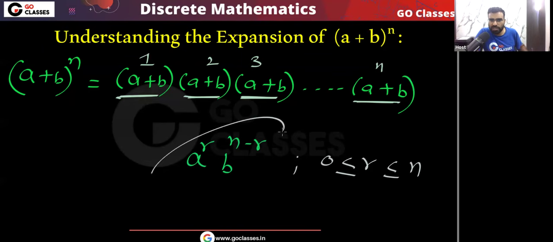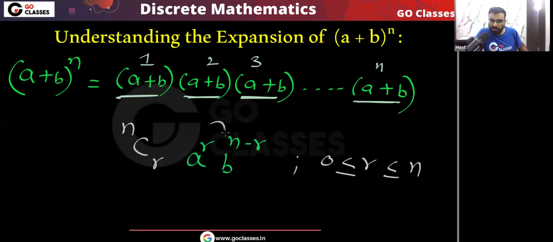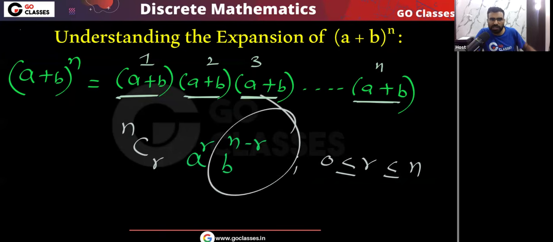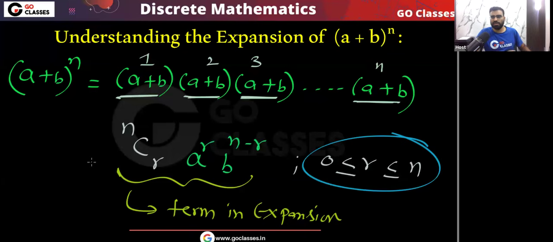I hope you understood. Now how many terms of this type can you create? To create this type of term, r of these n factors should give you a, and the remaining should automatically give you b. So from these n factors, I can choose r which will give me a, and the remaining will give me b. So this is the term in the expansion, and the range of r is 0 to n. I hope you understood.